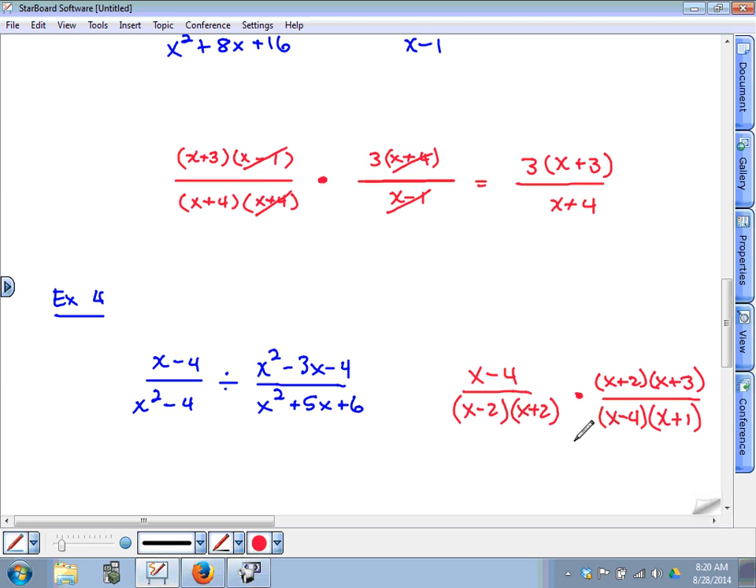And before multiplying straight across, let's just cross-cancel some common factors. And you don't have to cross-cancel. If they're on the same side, you can also cross them off. But what do we have here?